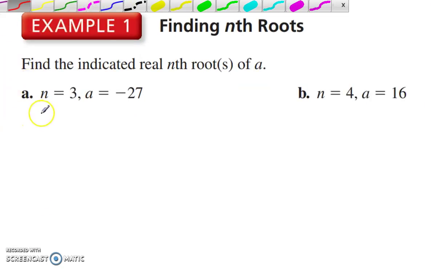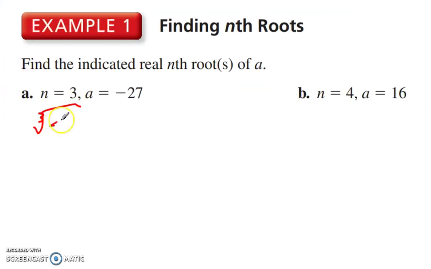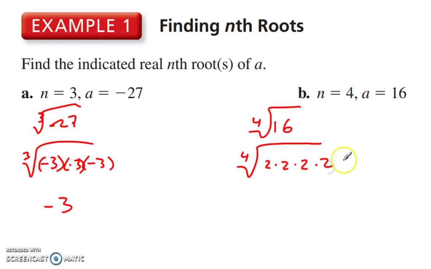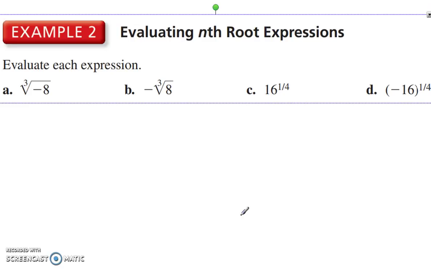The index is 3. The cube root of -27. We can type that in, or we can write it out. -3 times -3 times -3. So the cube root of -27 is -3. The fourth root of 16. 16 can be written as 2 times 2 times 2 times 2. So those are 4 equal factors. Therefore, the fourth root is 2.